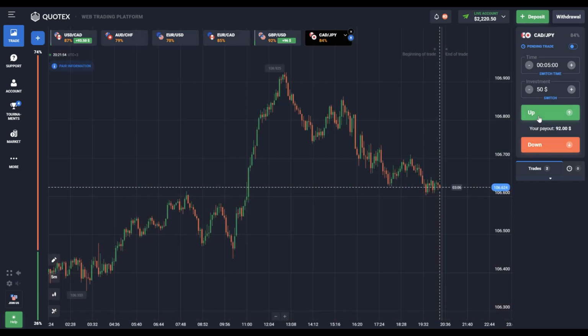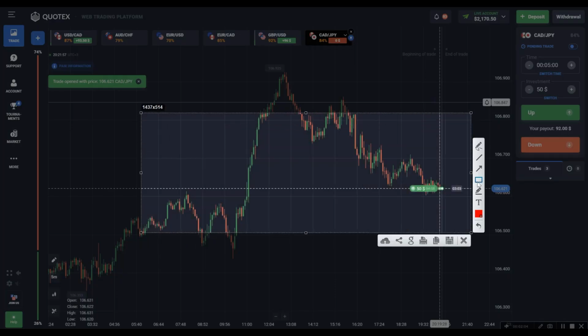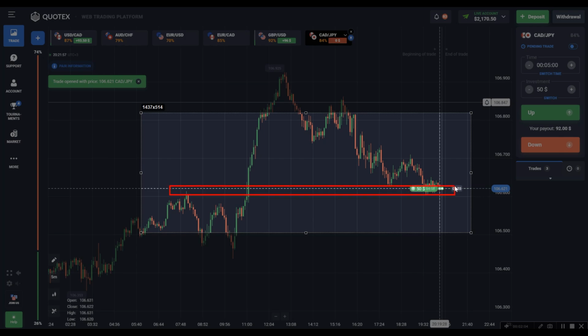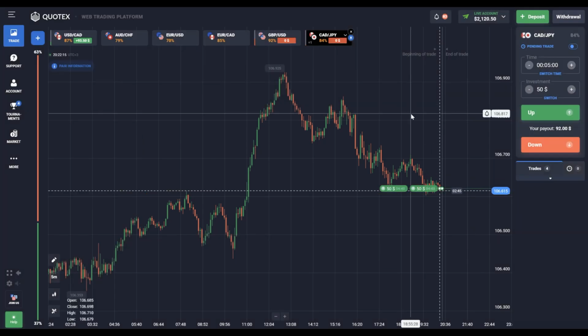The Canadian dollar to yen can't break through the support level, so I'll also open a trade to go up. You can see that the price previously hit this zone here. Then after breaking through, the price returned to this zone and started to slow down at this zone. There is a high probability that the price will go up.